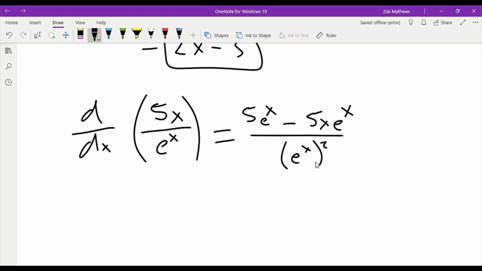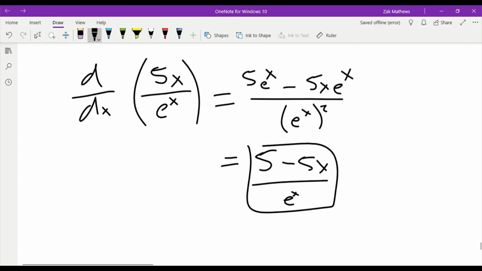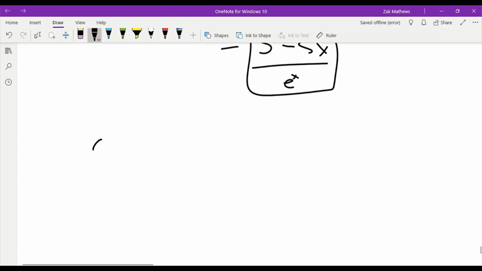I do want to simplify this in any way possible, and I do see an obvious simplification. Every single term has an e to the x, so I can cancel out that e to the x from every term, leaving us 5 minus 5x over e to the x. So it does clean up a little bit, makes it a little bit easier, a little bit prettier. Let's do another one.